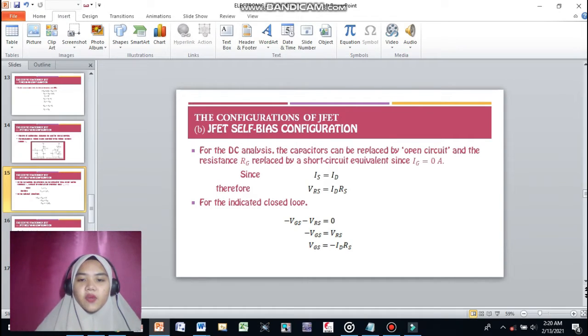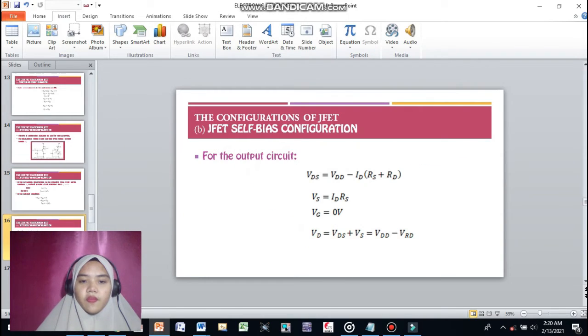Since Is equal to Id, therefore VRS equal to IDRS. For the indicated closed loop, negative VGS minus VRS equal to 0. So negative VGS equal to VRS, hence VGS equal to negative IDRS. For the output circuit, VDS equal to VDD minus ID in bracket RS plus RD.